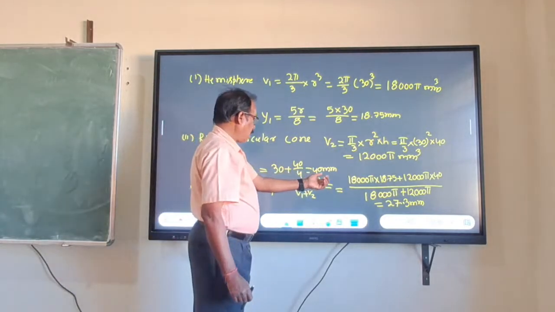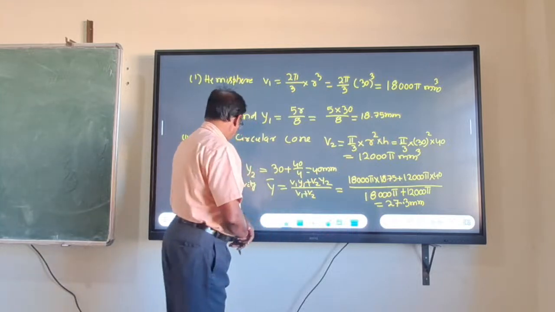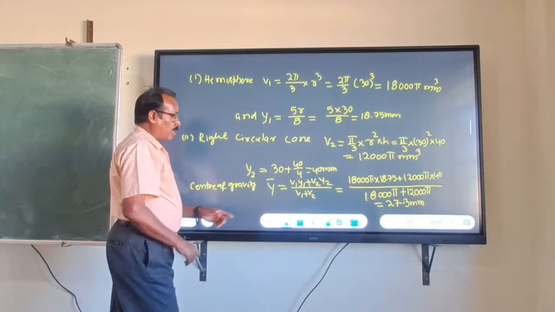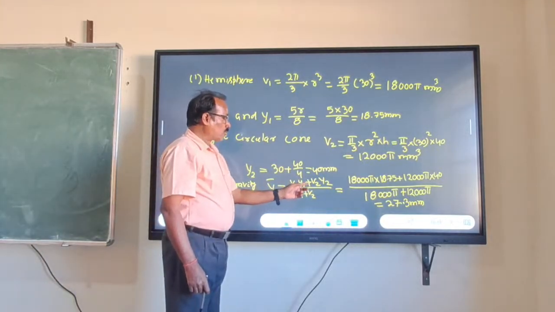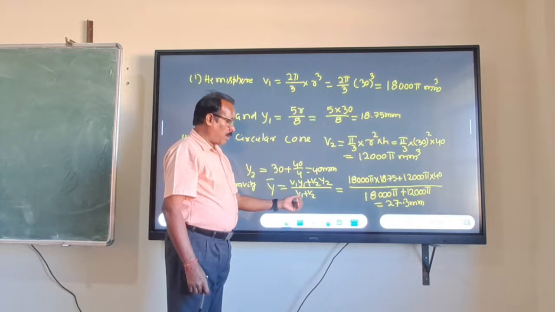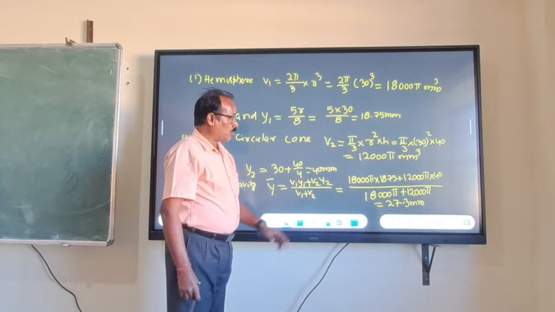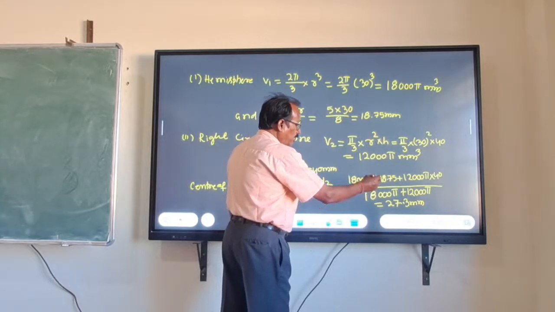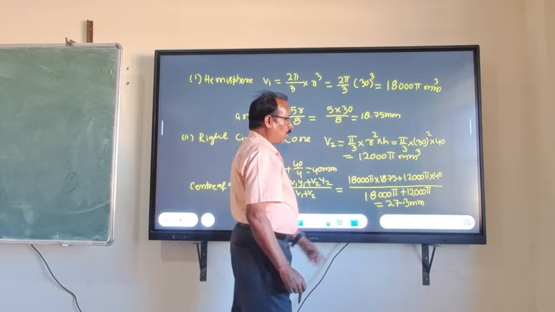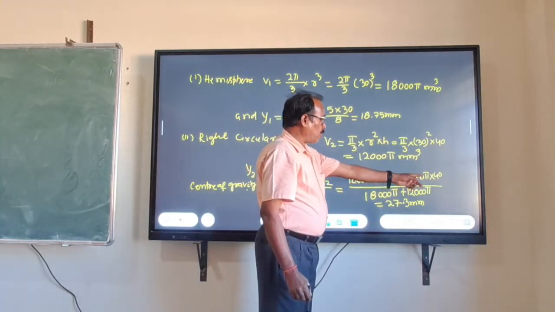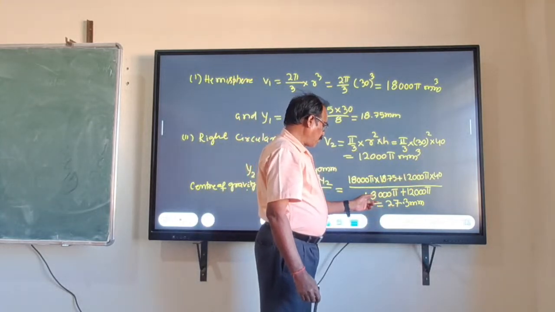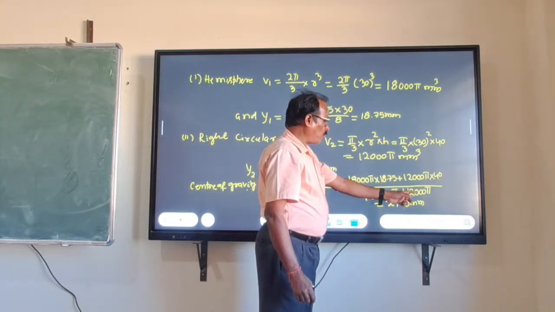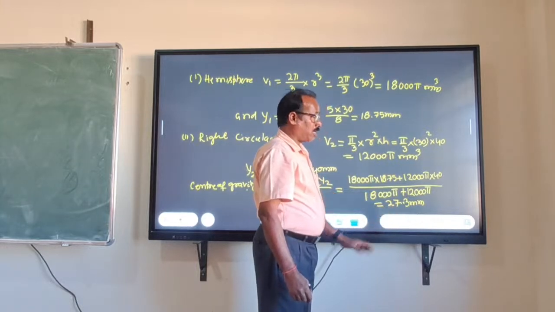Then center of gravity y bar is equal to V1 y1 plus V2 y2 divided by V1 plus V2 is equal to 180005 into 18.75 plus 120005 into 50 divided by 180005 plus 120005 is equal to 27.3 mm.